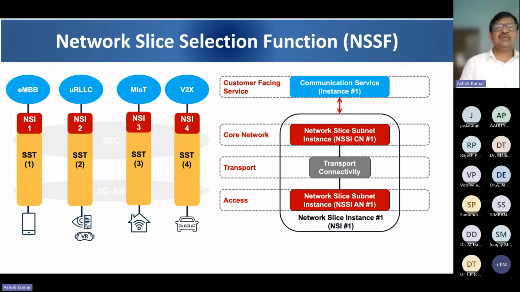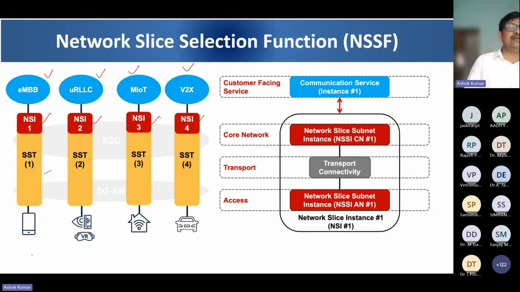So this is another diagram related to the network slice, wherein suppose there is a slice for handling enhanced mobile broadband, there may be a slice for handling URLLC applications, there may be a slice for handling massive IoT, there may be a slice for handling V2X. So these will be called network slice instance 1, instance 2, 3 and 4, and each will have an SST value, we call it 1, 2, 3, 4, right?